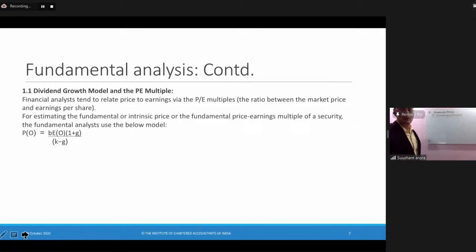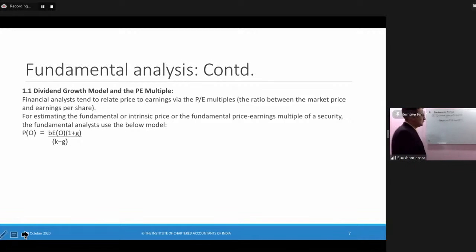Okay, so basically, our first motive is to calculate the intrinsic value. And how do we calculate this intrinsic value? It can be based on or related to the price to earnings multiples. So it will be based on price to earnings multiples.